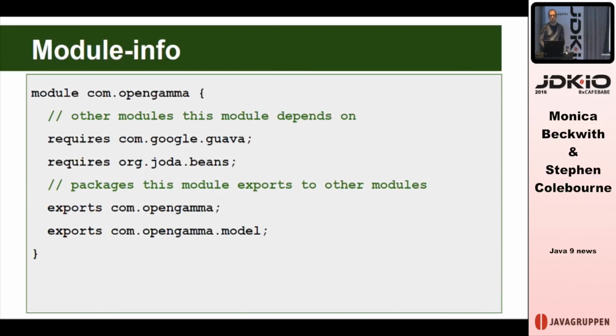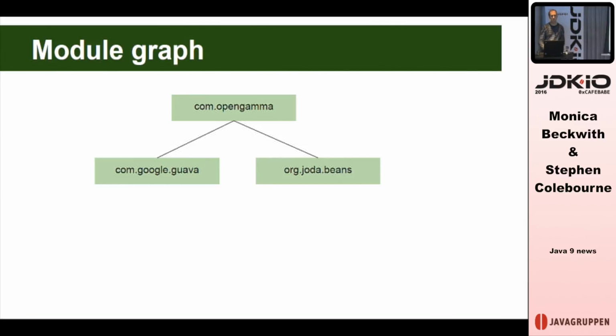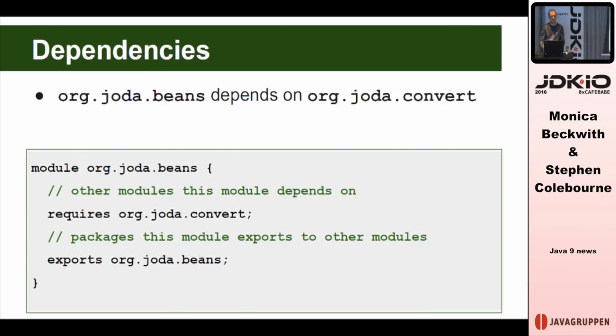Nothing terribly radical in there, but it does allow a lot more to go forward from there. What that gives us in terms of a diagram is our com.opengamma module depending on the Guava module and the JDBeans module, and anybody who uses com.opengamma is getting those two packages we export.